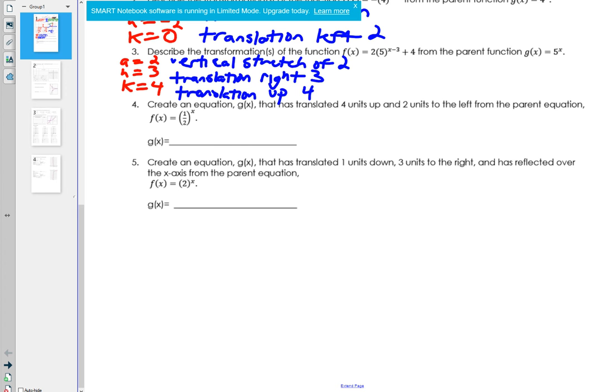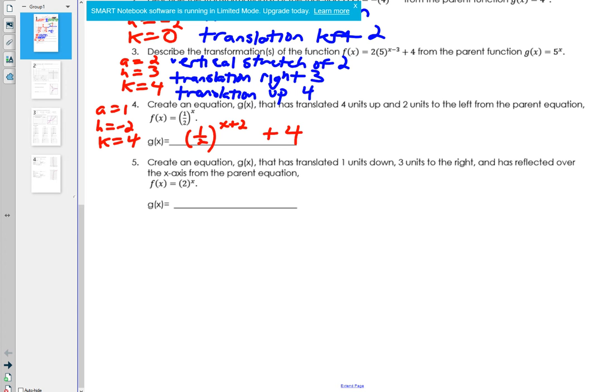So if I went up 4, that means that k is 4. If I went 2 to the left, that means that h is -2. And that's it. So that means a is 1. I don't say anything else. So if this is the parent function, I don't need to write a because it's 1. I would write 1/2. But instead of to the x, what would I write? Instead of to the x power, what would it be? X plus 2. In the little letters, an exponent. And then the big one at the end plus 4.